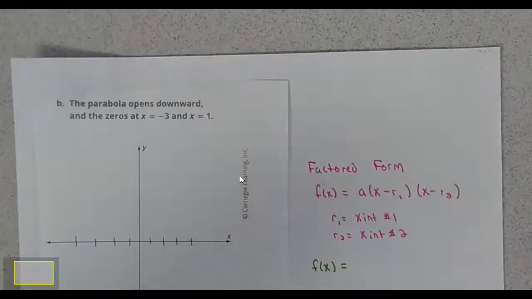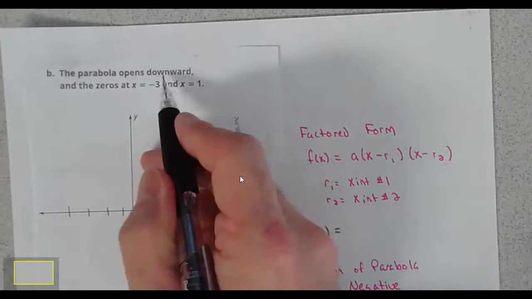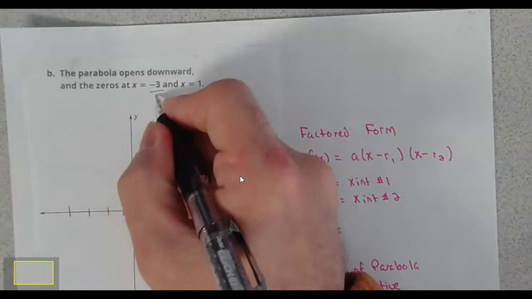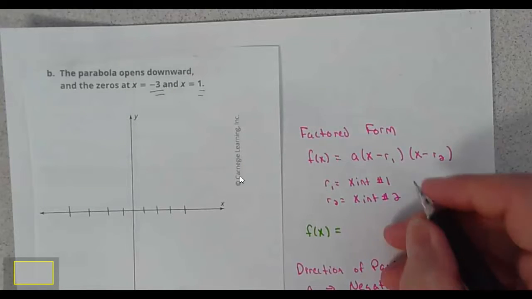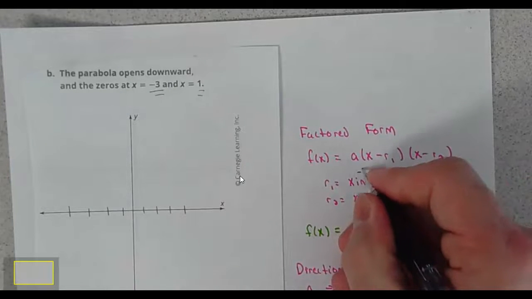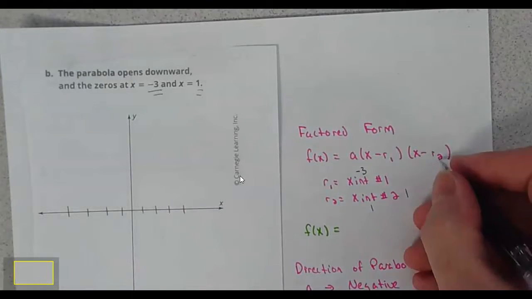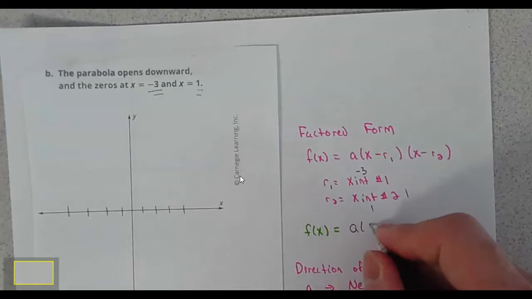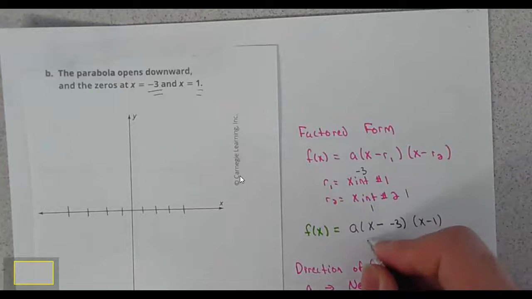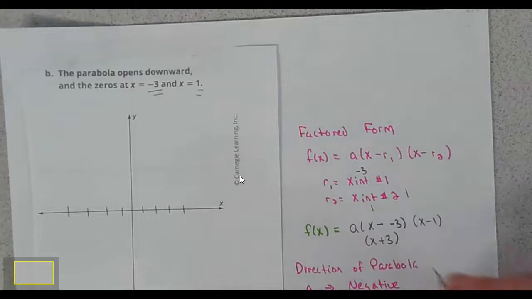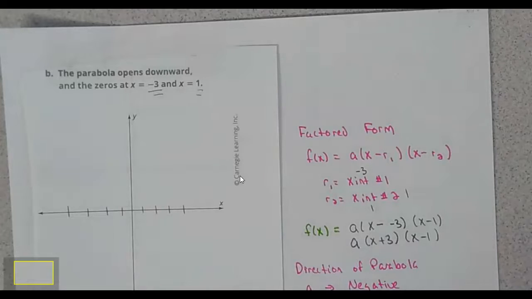If you guys want to pause this one and just try it again, that's totally fine. In this case, we're dealing with a downward parabola. It has an x-intercept of -3 and 1. So factored form, again, is this format. So in this case, I'm going to plug -3 in place of R1, and I'm going to plug 1 in place of R2. So I have x minus -3, x minus 1. So it's x plus 3, x minus 1. So I have a times x plus 3, x minus 1.